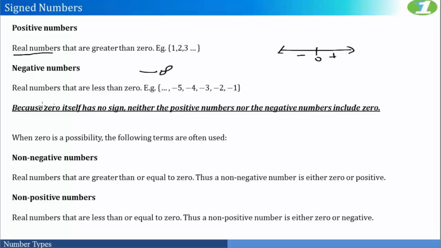Now, because 0 itself has no sign, neither the positive numbers nor the negative numbers include 0, all right? So 0 is not a positive nor a negative number, but, to facilitate 0, we can actually define what we call non-negative numbers, all right? So if a number is non-negative, it only means that this can either be 0 or positive, all right? And if a number is non-positive, then this thing can either be 0 or negative. All right, so some very nice concepts here.